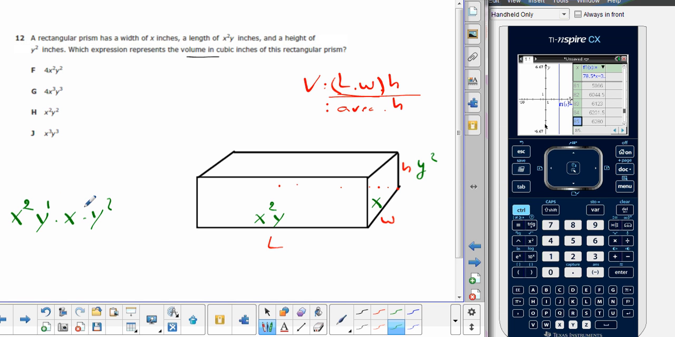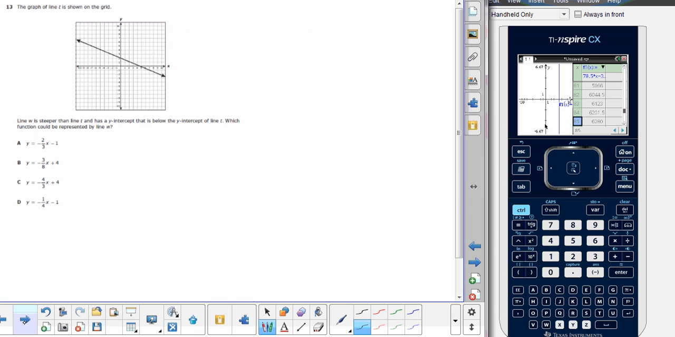Now let's combine. Let's apply the law of exponents. When we multiply the same base with different exponents, what do we do to our exponents? We add. So the first one would be x cubed. How about y times y squared? It would be y cubed. So this is the answer you're seeking. In this case, it can be J. Easy and simple question.